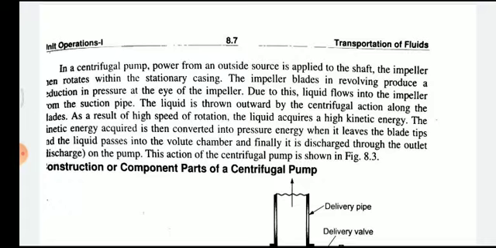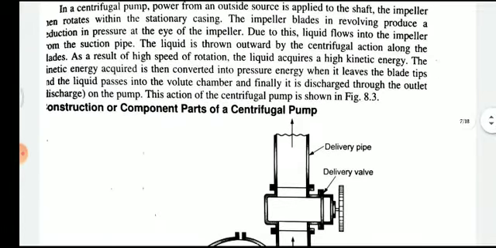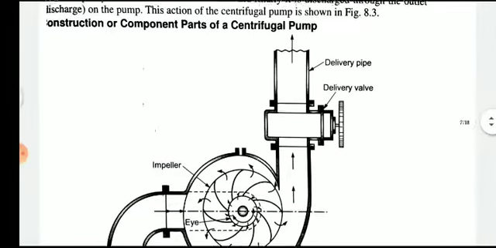The liquid is thrown outward by the centrifugal action along the blades. As a result of high speed rotation, the liquid acquires high kinetic energy. The kinetic energy acquired is then converted into pressure energy as it leaves the blade tips, and the liquid passes to the volute chamber. Finally, it is discharged through the outlet of the pump. This action of the centrifugal pump is shown in the figure.